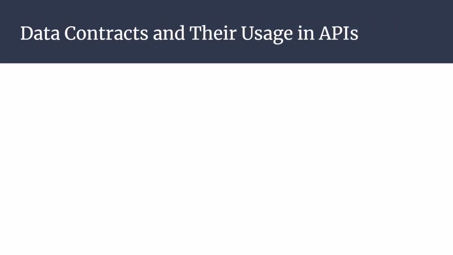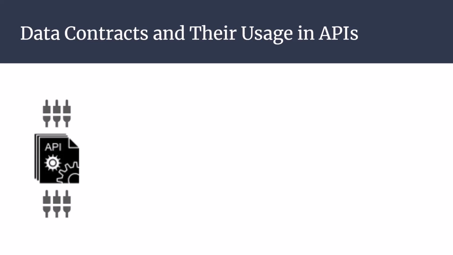As we've just discussed, an API, application programming interface, is a set of rules and protocols that specifies how software components should interact with each other. It defines the interface that one software component, for example, a client, uses to communicate with another software component, for example, a server.